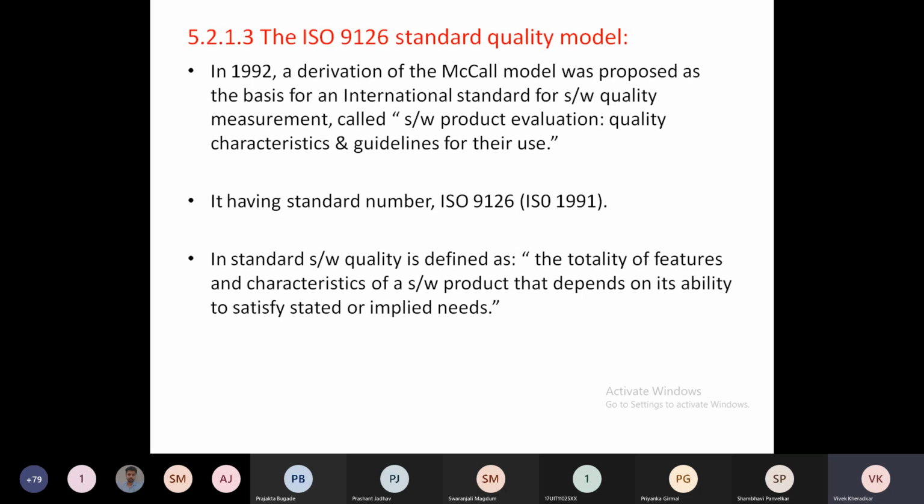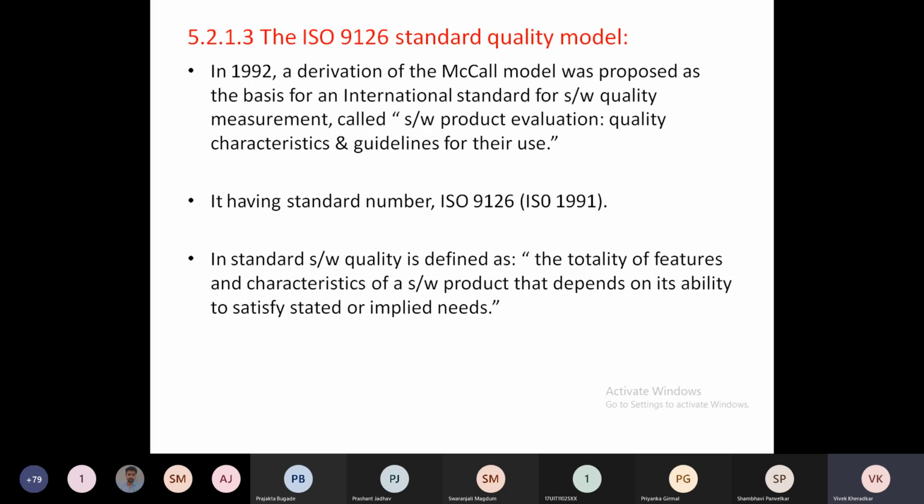So according to that standard, they have defined the definition of software quality. According to this standard, quality is the total characteristics of a software product on which depends the ability of that software product to satisfy stated needs. Based on that, they have defined software quality.